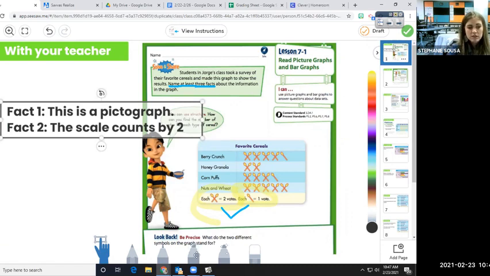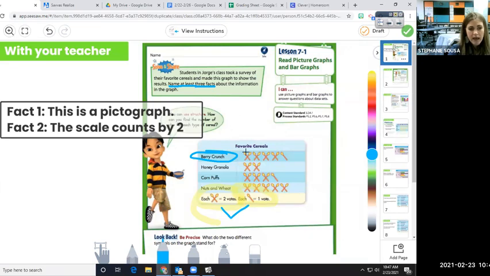I want to use the scale to come up with a fact about Berry Crunch cereal. See if you can count up how many students voted for Berry Crunch cereal. And what fact do we have about the number of students who voted for Berry Crunch cereal? Josh, take a look at Berry Crunch cereal. The double spoon counts as 2 votes. The singular spoon counts as 1. How many students voted for Berry Crunch cereal?